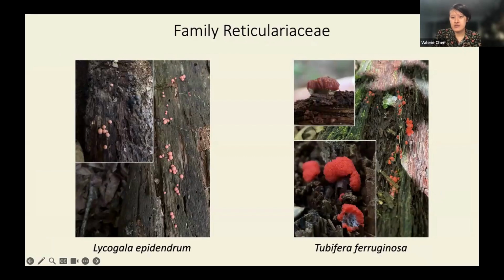The family Reticulariaceae is quite speciose, but the 2 from my survey were very common ones. They were Lycogala epidendrum, or the wolf's milk slime mold, and Tubifera ferruginosa, the raspberry slime mold. These are also considered species complexes with understudied diversity.